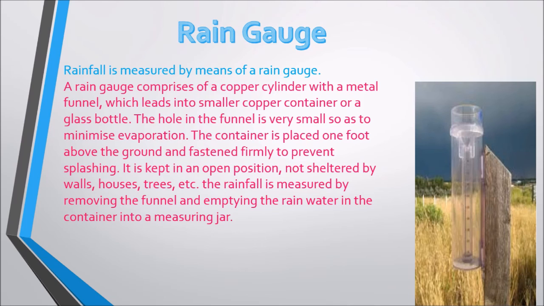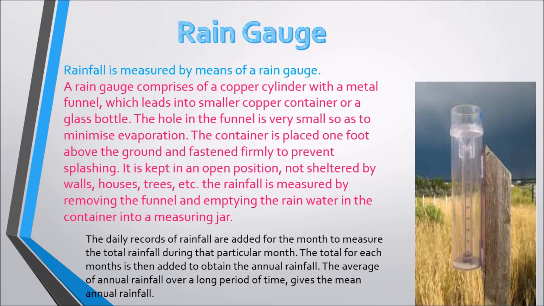The rainfall is measured by removing the funnel and emptying the rainwater in the container into a measuring jar. The daily records of rainfall are added for the month to measure the total rainfall during that particular month. The total for each month is then added to obtain the annual rainfall. The average of rainfall over a long period of time gives the mean annual rainfall.